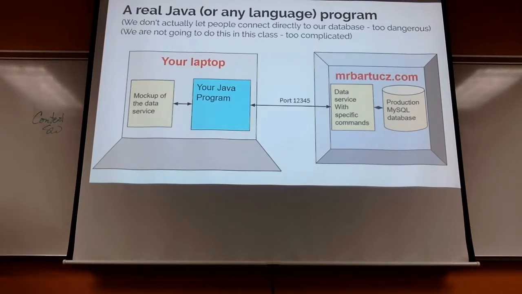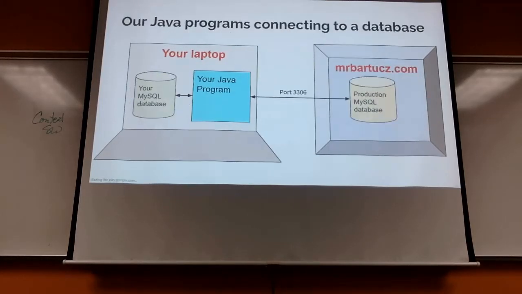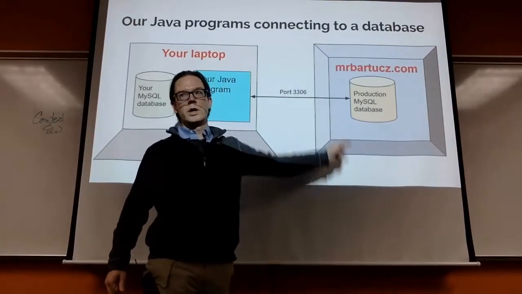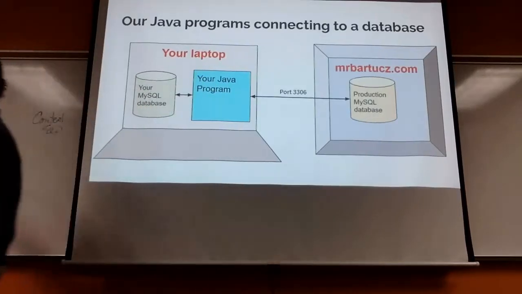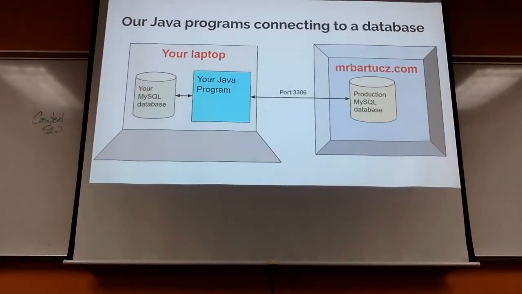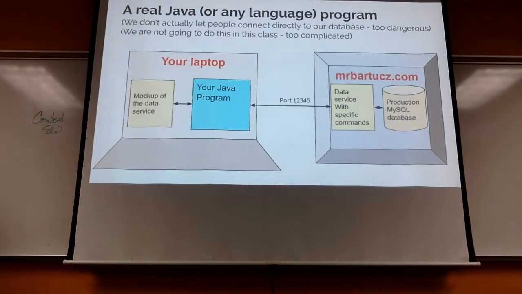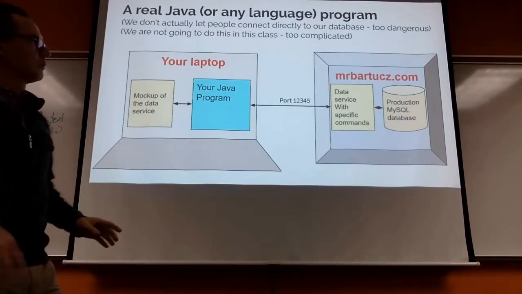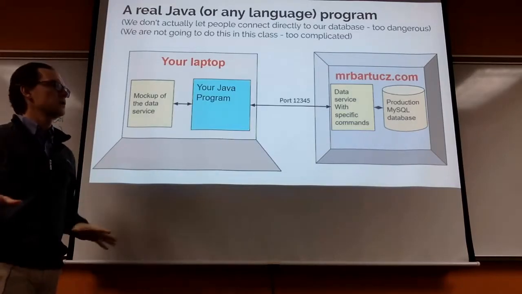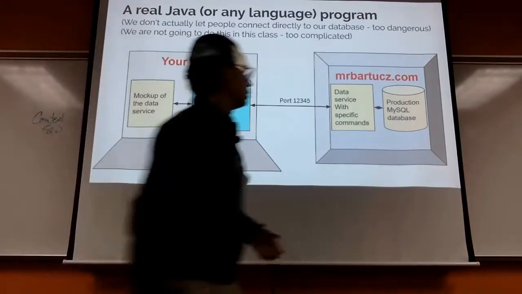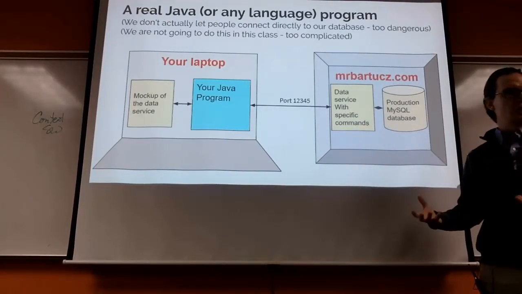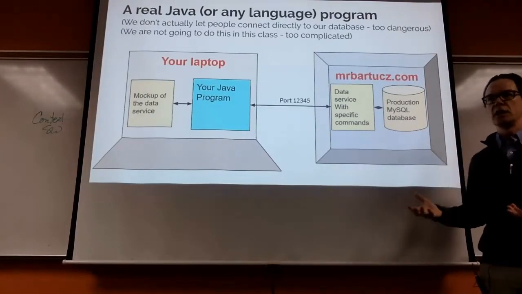In the real world, we don't do this, generally speaking, because this is really insecure. Right? You don't want to just open your database to anybody that can connect through port 3306. So generally, we're not going to do this because it's more than this class is about. But generally, what you would do is you would write a program that allows you to access certain commands or certain types of data or something like that.